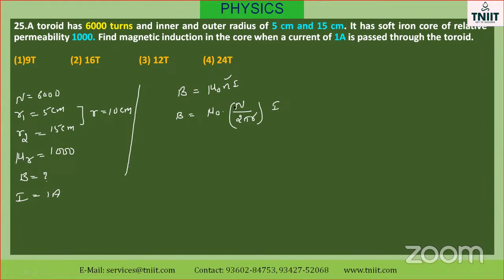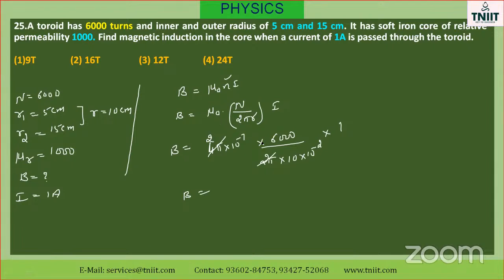So how do we calculate the magnetic field for the toroid? Just remember the formula. Can you tell me what is the value of mu naught? What is the value of mu naught? 4 pi into 10 power minus 7. So B equals mu naught, which is 4 pi into 10 power minus 7. Number of turns is how much? 6,000 divided by 2 pi into radius 10 centimeter, into current, which is how much? 1.